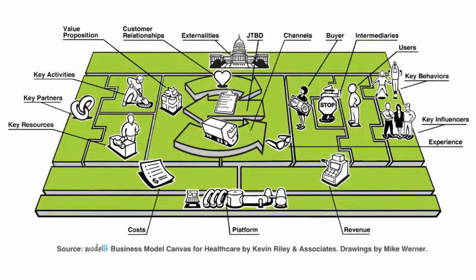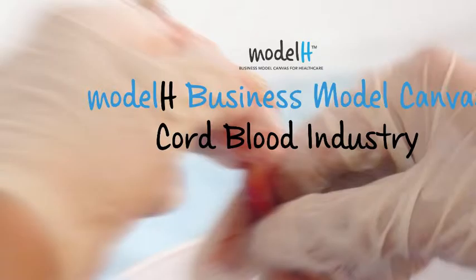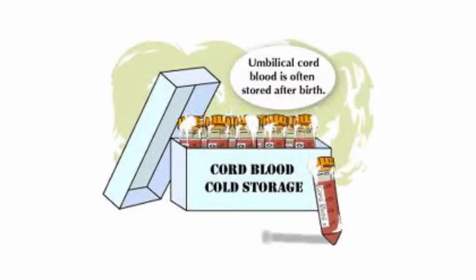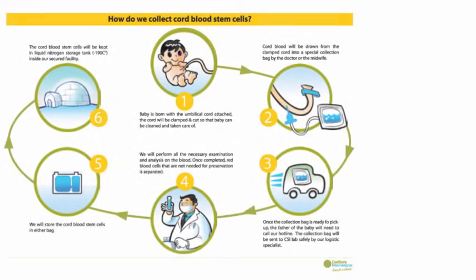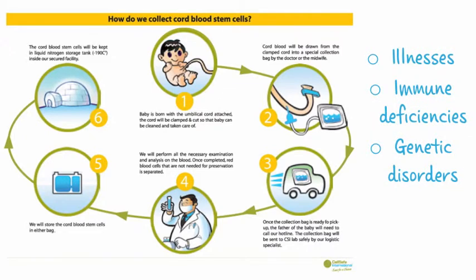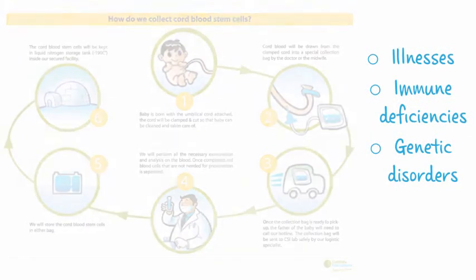In this video, we will use the modelH canvas to describe the cord blood retrieval and storage industry. Umbilical cord blood, or simply cord blood, is blood that remains in the placenta and the attached umbilical cord after childbirth. Cord blood contains stem cells that can be used to treat a variety of disorders. It is often viewed as a non-controversial source of stem cells, which can be used to treat a wide variety of illnesses, immune deficiencies, and genetic disorders.